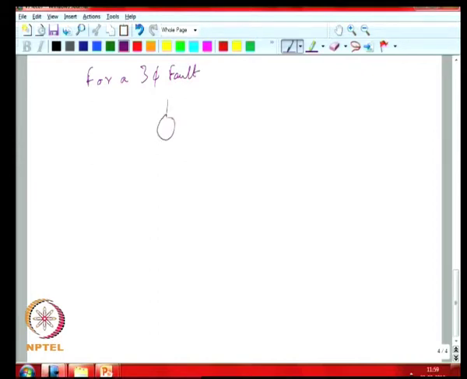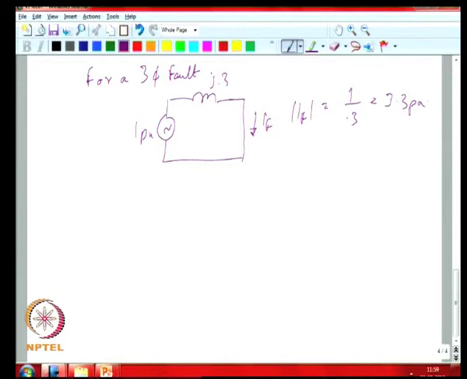The circuit model would be quite straightforward, one per unit, your reactance that limits the current is J.3, and you are considering a solid fault, and the resulting current is your IF, and you can get your magnitude of IF. So, you would expect a fault current of the order of 3.3 per unit to flow when you have a solid three phase fault on the terminal at the output of the machine.